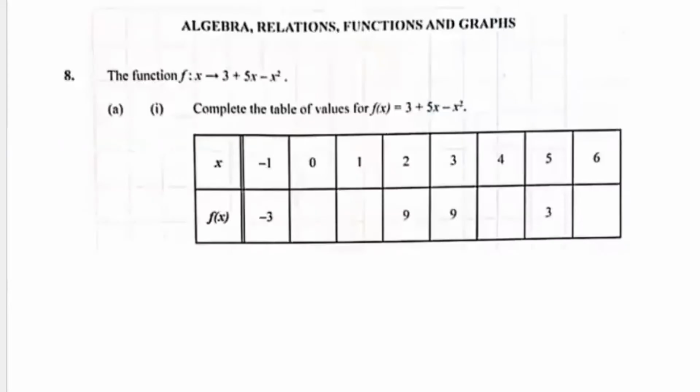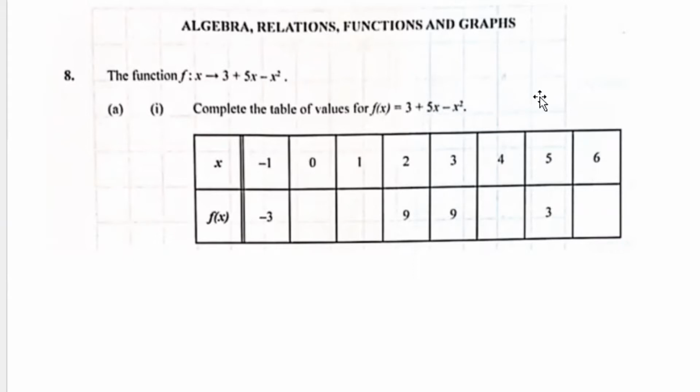So question 8 is under the section functions: algebra, functions, relations, and graphs, including with algebra. It says the function f of x is equal to 3 plus 5x minus x squared, and part A1 says complete the table of values for f of x equals 3 plus 5x minus x squared.